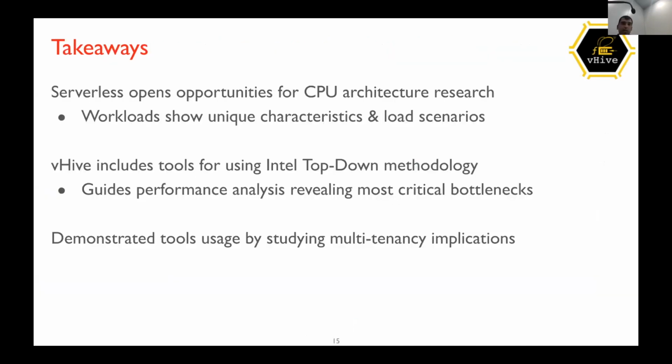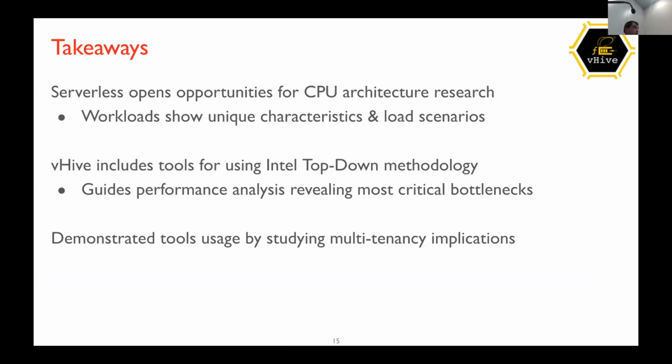And finally, we can have here the takeaways. So serverless workloads have specific characteristics, and that means that they have implications on CPU architecture, and this brings a lot of opportunities for research in new architectures, okay?